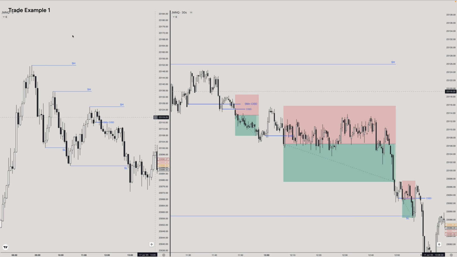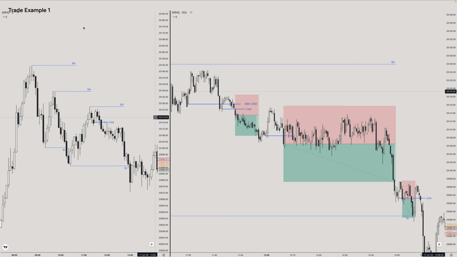So remember what we always do first. We start on the higher time frame, the 5 minutes, and we mark out our swing highs and our swing lows, because the first thing we always need to do is find out or determine whether price is trending or not. Okay, so in this case, we are clearly in a downtrend because the swing lows are being broken.